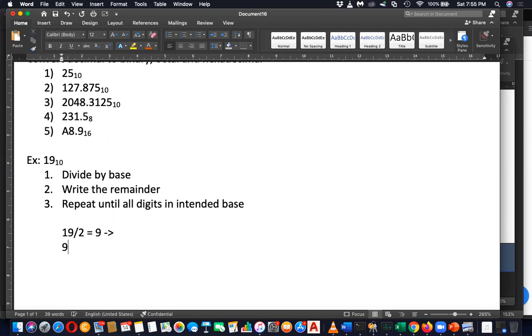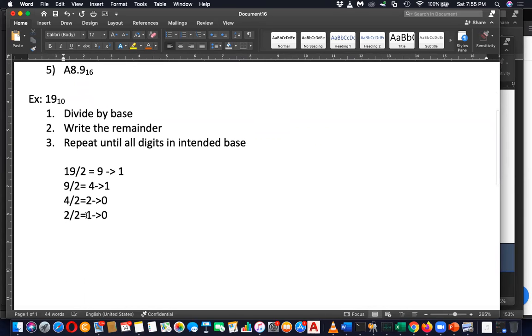Then 9 divided by 2 is 4 remainder 1. 4 divided by 2 is 2 remainder 0. Then 2 divided by 2 is equal to 1, remainder 0. Then you have to take from bottom to top.